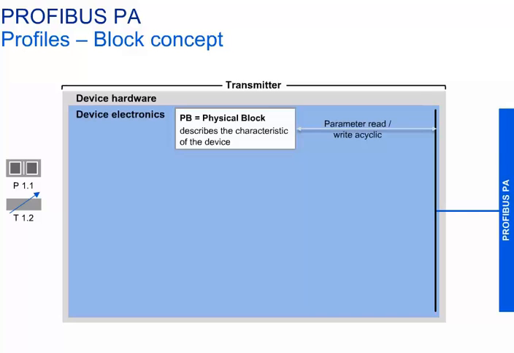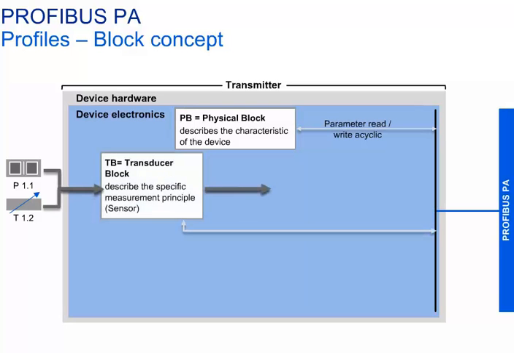The physical block is the first block. It stores all general device data such as the Profibus address, manufacturer name, hardware and software revision, tag, and so on. These parameters can be read and written acyclically, represented by the thin light gray arrow in the illustration.